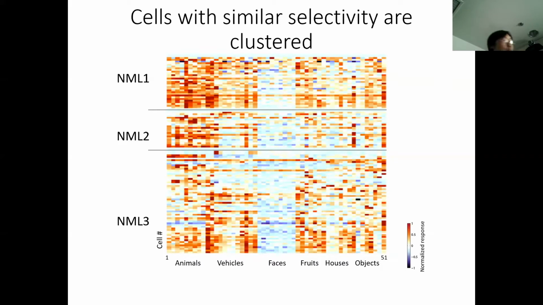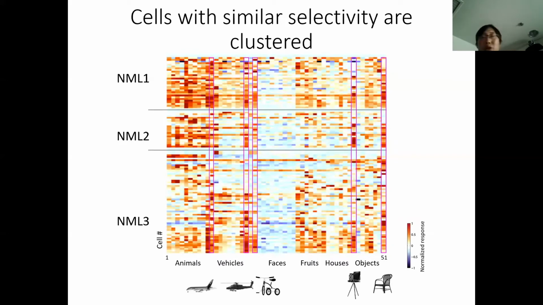All the cells are suppressed by the faces and show a very strong response to a few of the objects shown here. And what do you notice about these objects? We notice all of these objects seem to contain protrusions, skinny protrusions. I'll get back to this point later.